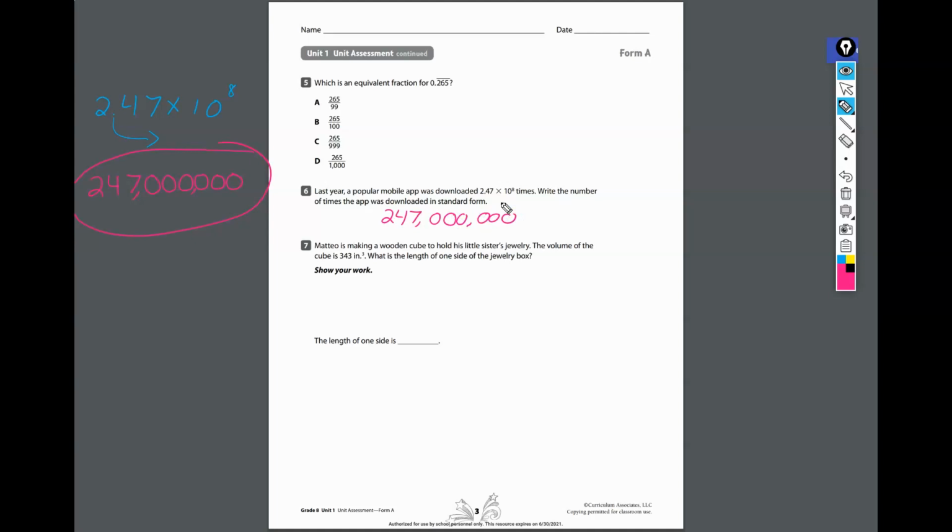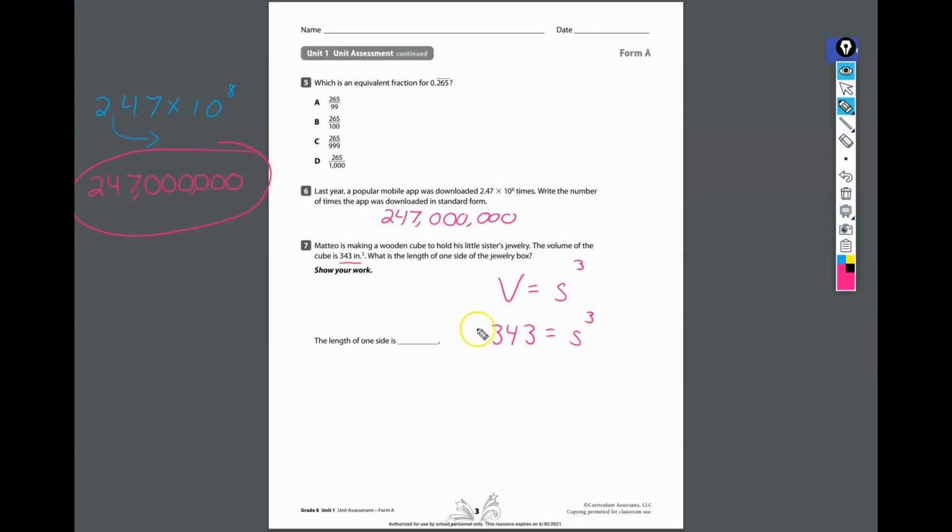Number 7, Mateo is making a wooden cube to hold his sister's jewelry. The volume of the cube is 343 cubic inches. What is the length of one side of the jewelry box? So the volume formula is side cubed. And what we need is just one of those sides. So they give us the volume, 343.